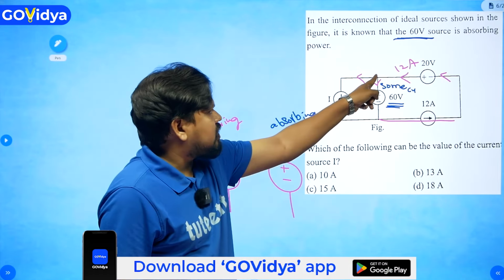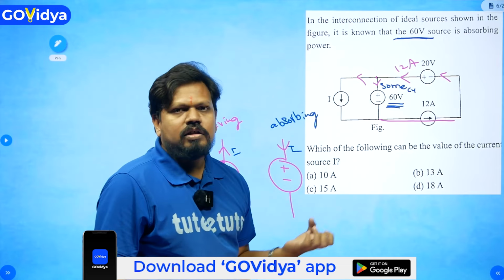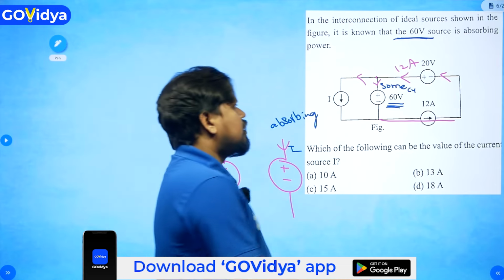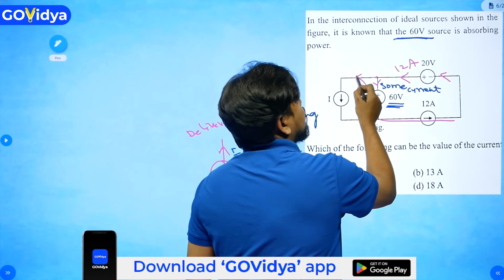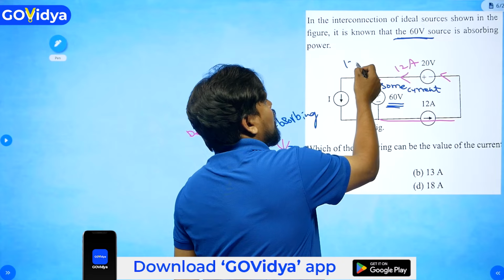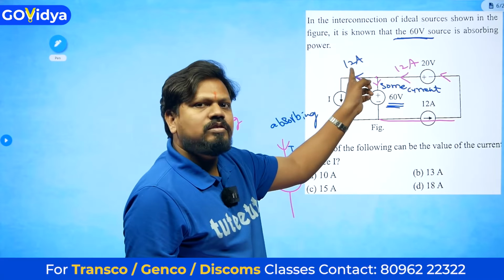Because the current direction must be like this, it means the 60 volt source is taking the power or absorbing the power. This is some current. So what is the other current here? 12 ampere or less. So definitely it is less only.